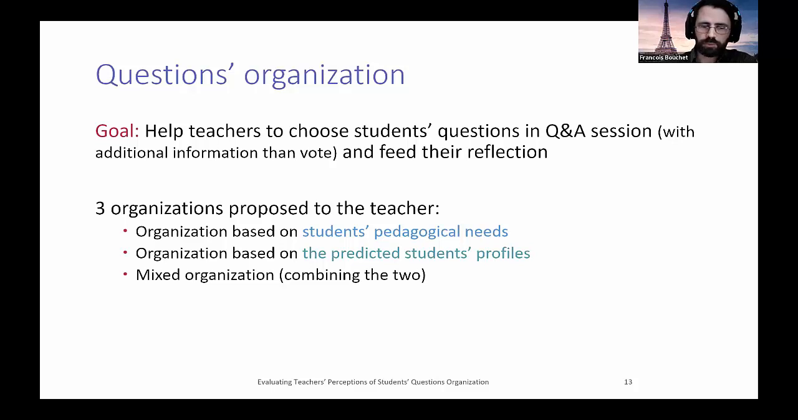So based on what I've just presented, there are three types of question organization that we can think about. The first one we call based on students' pedagogical needs, because we are using the intent behind the question. So we are using the coding scheme to add information automatically to the question. The second one is based on the student's likely profile, using the clusters I've explained. And the third one is basically a combination of the first two, where we have both information about the type of the question and the profile of the student asking this question.